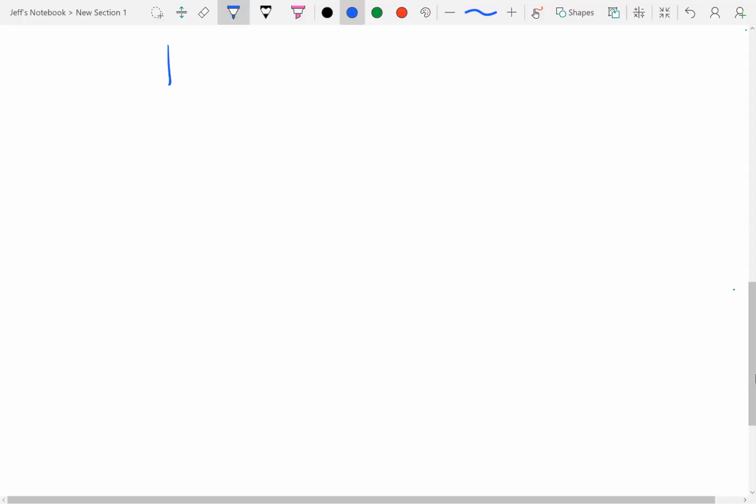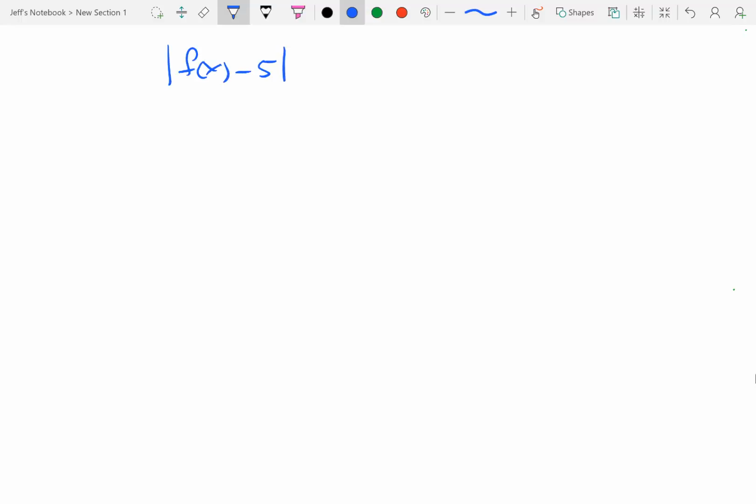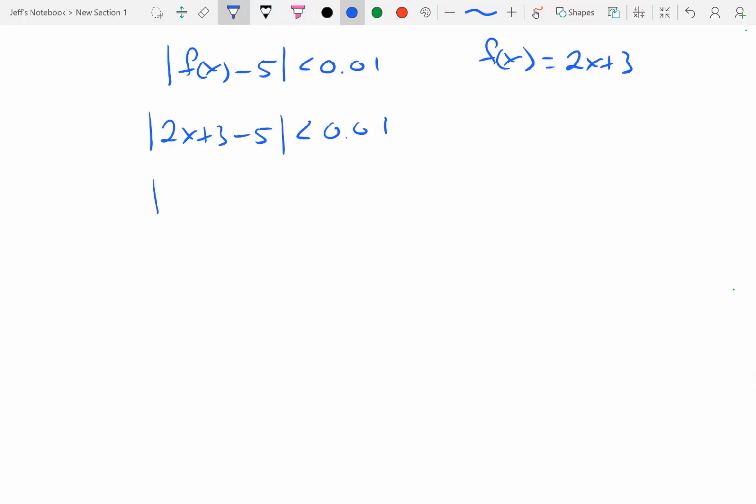So I asked the question, when is the absolute value of f of x minus 5 going to be less than 0.01? And you'll recall that f of x was 2x plus 3. So this would become the absolute value of 2x plus 3 minus 5 is less than 0.01. And now I'm just doing a little bit of algebra. That's going to be the absolute value of 2x minus 2 is less than 0.01. And then this is good. I'm going to do this because I have done this before. You don't necessarily know why I'm going to do this computation. You just have to check and make sure that it's okay.